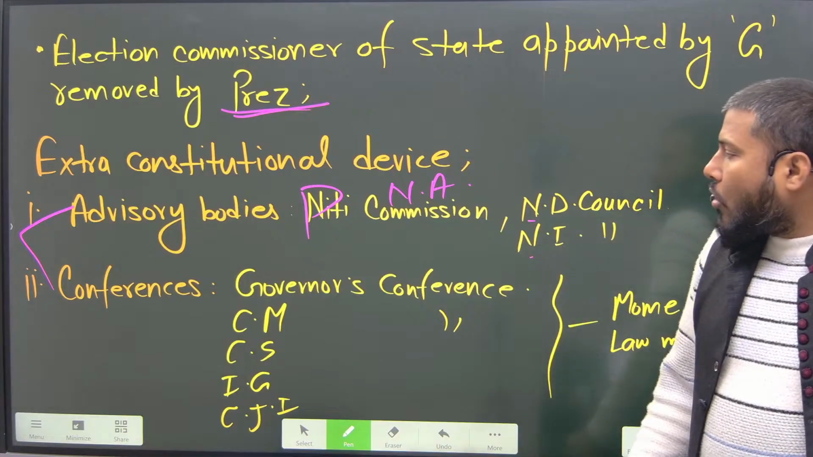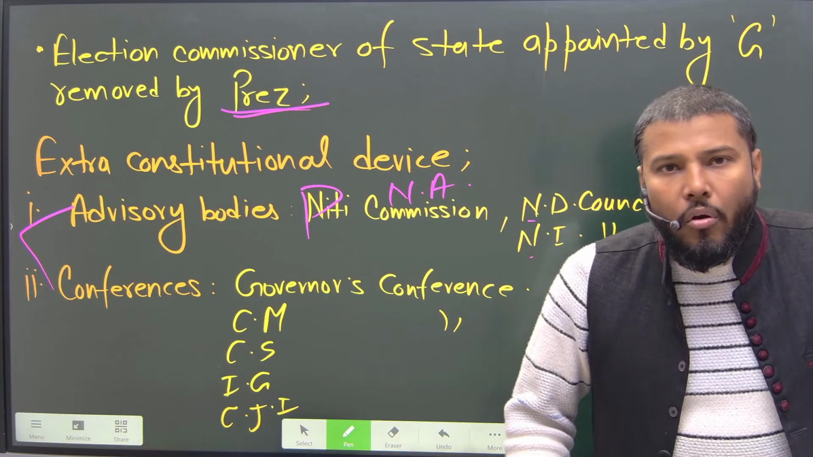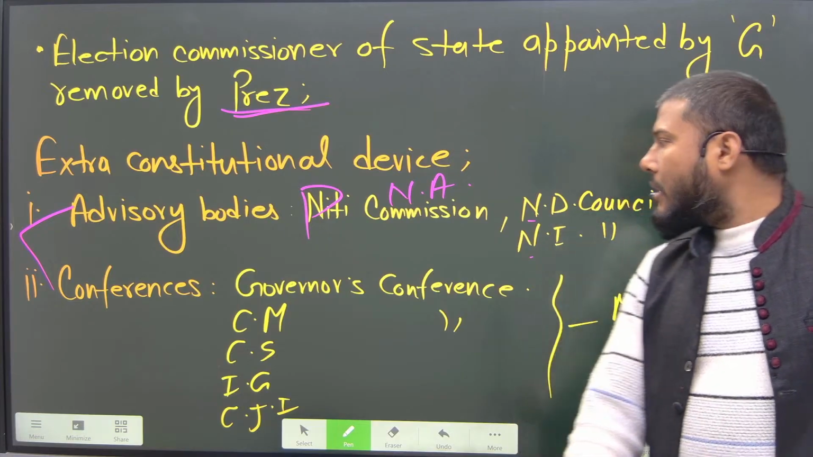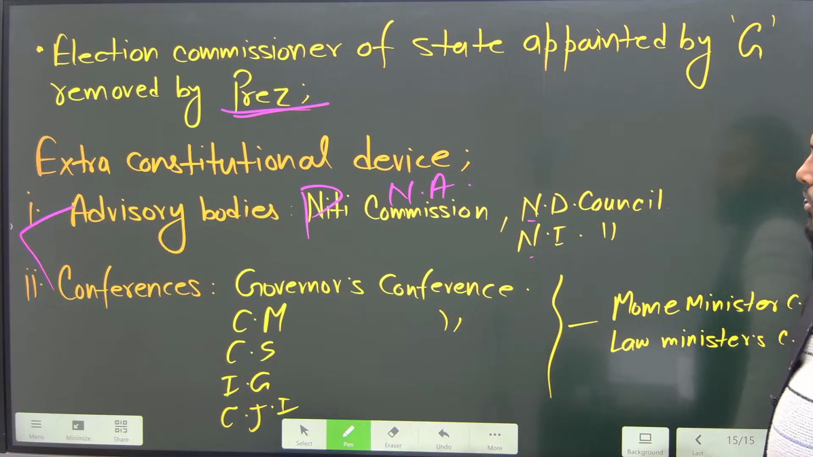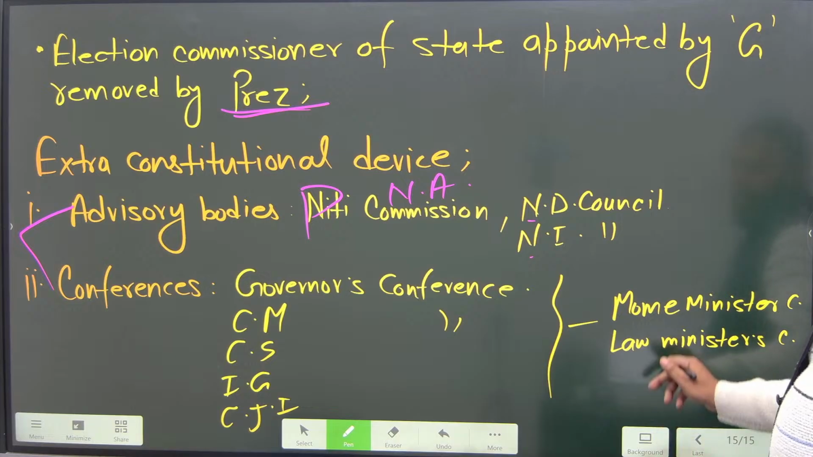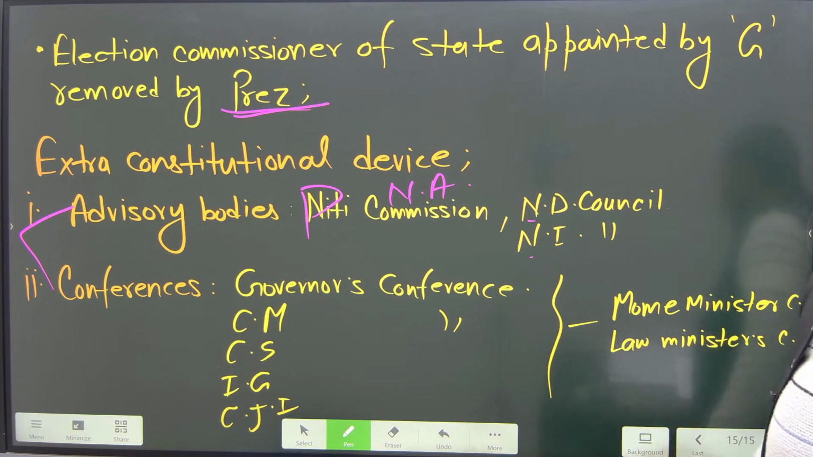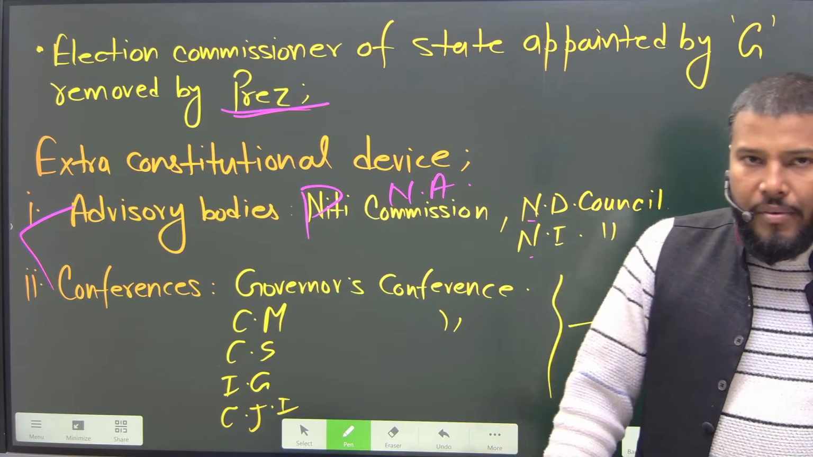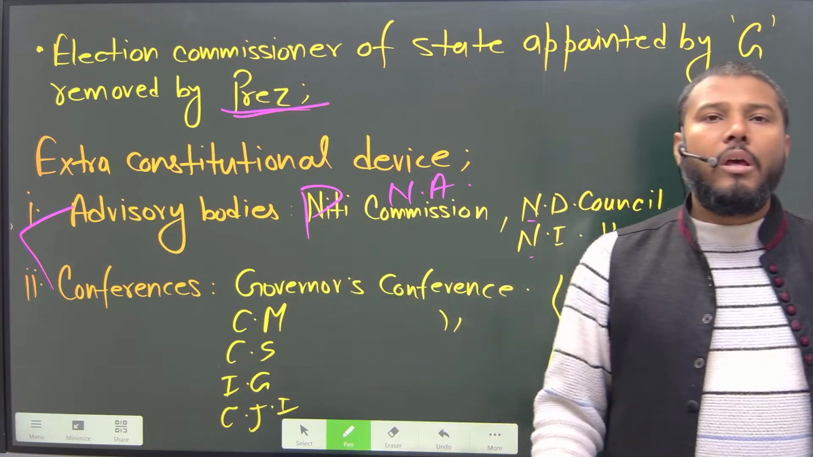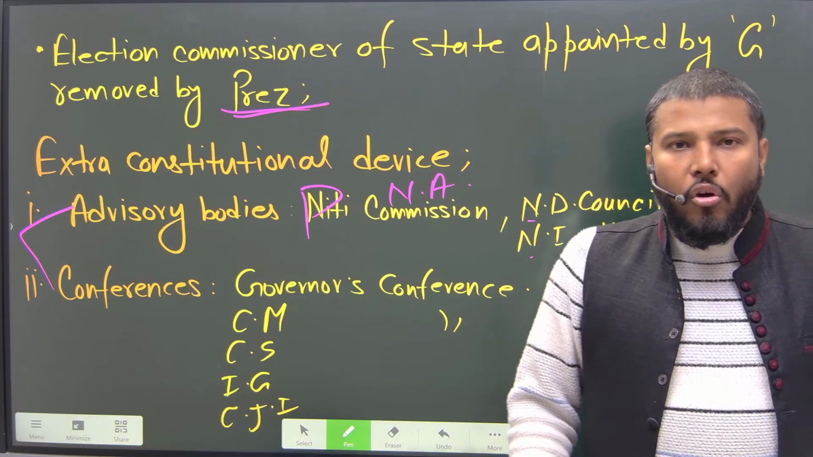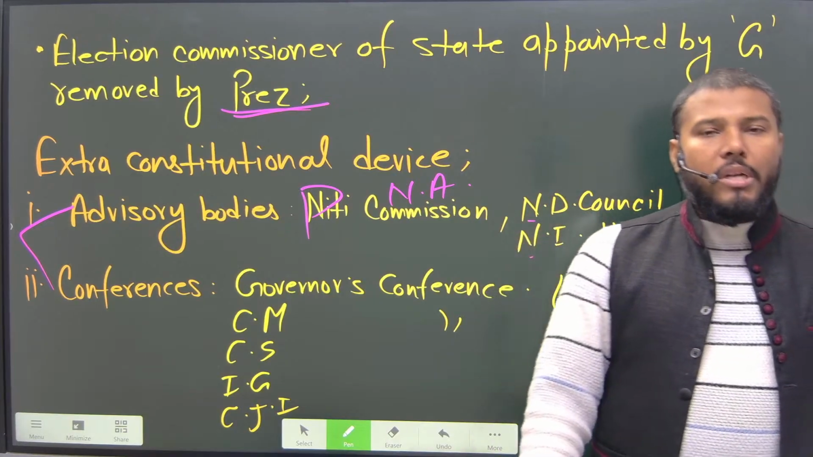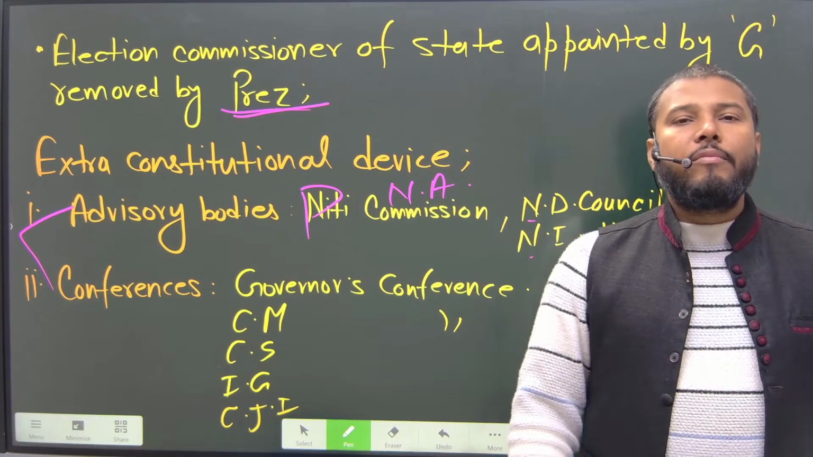At the same time, there are conferences held to ensure the cordial relationship between the central and state government: Governors Conference, Chief Ministers Conference, Chief Secretaries Conference, Inspector Generals Conference, Chief Justices of India's Conference, Home Ministers Conference, Law Ministers Conference. So there are various conferences which are held. These are extra constitutional bodies which ensure coordination and cooperation between the central and state government. So at least now you try to understand.